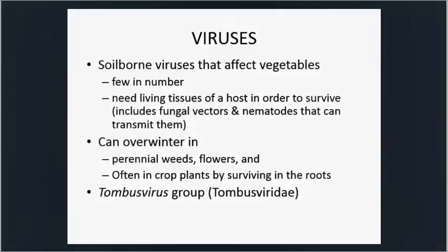When we talk about the Tombus virus group, generally you're going to see things like mosaics as far as symptoms, stunted growth, chlorotic leaves, yellowing of the leaves, and deformation of the leaf tissue.